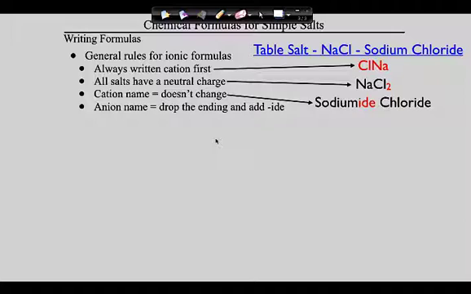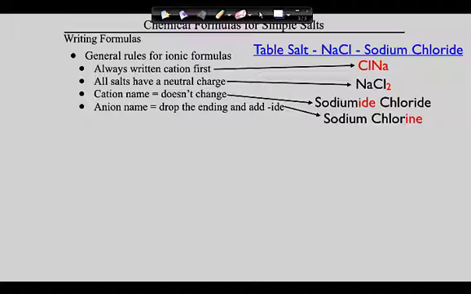When we name salts, the anion's name, we drop the ending and add IDE. But guess what? You already knew that too. How do I know that you knew that? Because I know that none of you would ever call this stuff sodium chlorine. Sounds weird. And maybe you've never even picked up on this.